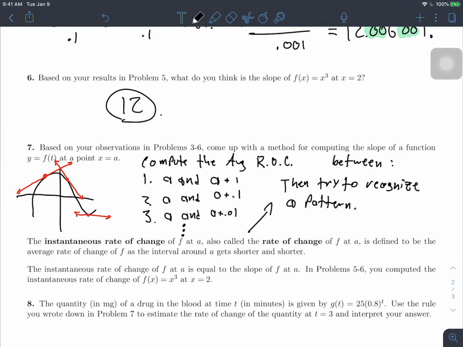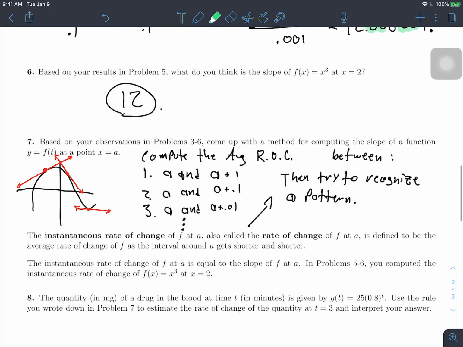Okay, all right. So let's talk about this paragraph down here. This is kind of important. This is what I would typically write out in class, but we'll go through it slowly. The instantaneous rate of change of f at a. So that's what we've been calculating so far. Also called the rate of change of f at a. Sometimes we drop the word instantaneous and just say the rate of change at a. If I say at a, well, a is just one point in our domain, so that's how you know I'm talking about the instantaneous rate of change.